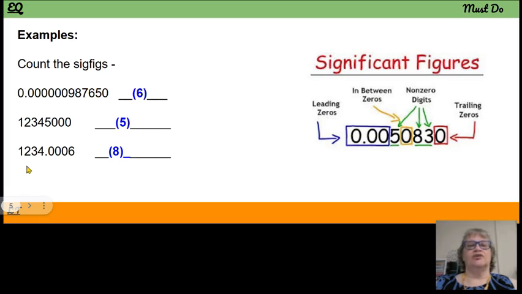This one, we have 1, 2, 3, 4. Those count, right? Those are regular numbers. And then these zeros are on the right side, so you would think they wouldn't count, but they're in between 2 regular numbers, so all 3 of those count. So 1, 2, 3, 4, 5, 6, 7, and then 6 counts, so it'd be 8. Counting significant figures can be a little bit difficult, but in this class, we're only really needing 3 and 4 significant figures. So it's just understanding how to round them once you understand how to count them.